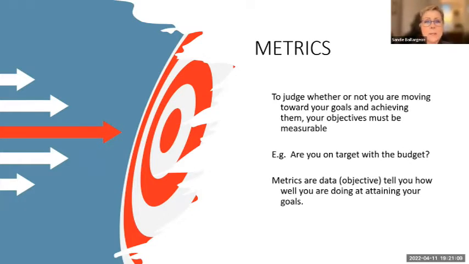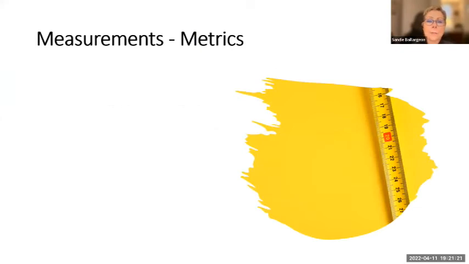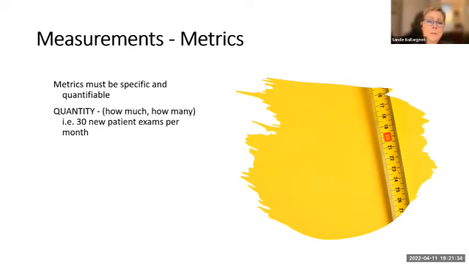So metrics are objective data. They tell you how well you're doing at attaining your goals. And that's something that can be on your performance agreement scorecard. And it's something that your employee will already know. When they come in for their performance review, they're already going to know how well they're doing because they can see the results. So the metrics must be specific and they must be quantifiable.